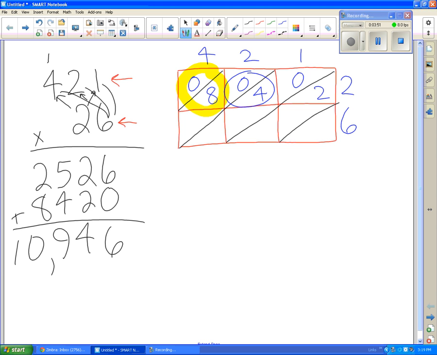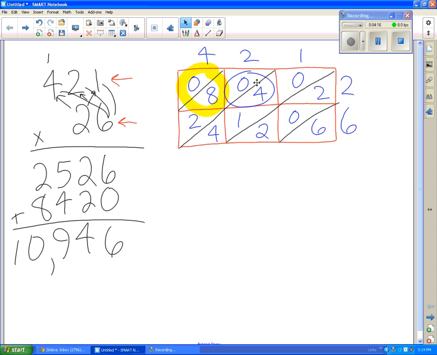Now this one, I have 4 times 6 for this first box. That's 24. So a 2 goes in the tens place and a 4 in the ones place. Then I have 2 times 6, which is 12. So I'm going to write that 1 in the tens place and a 2 in the ones place. And then my last product is 1 times 6. So that's the 0 and the 6. So I've done all the multiplication.